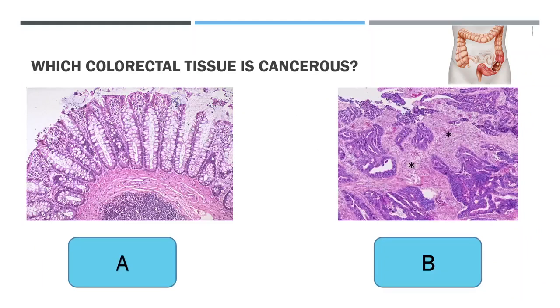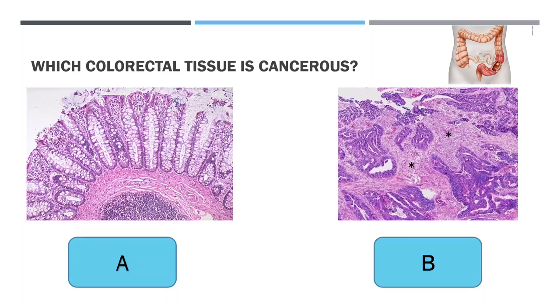Now that you know what cancer looks like, let's try applying it with a question. Which colorectal tissue is cancerous? Colorectal tissue is found in our colon and rectum, which are part of the large intestine. Go ahead and take a guess. A or B? You can pause the video here and click play when you're ready to hear the answer.